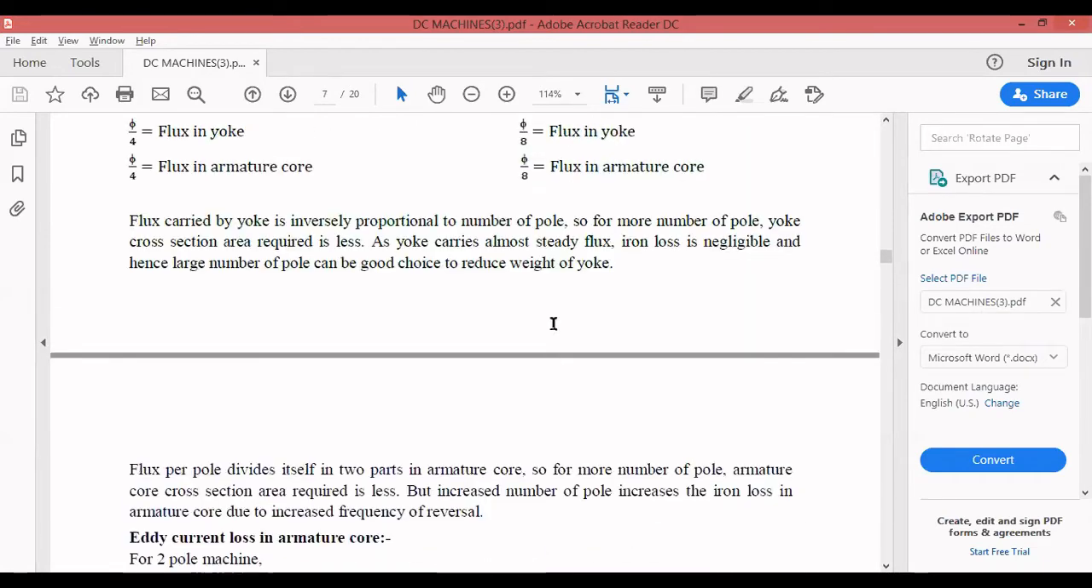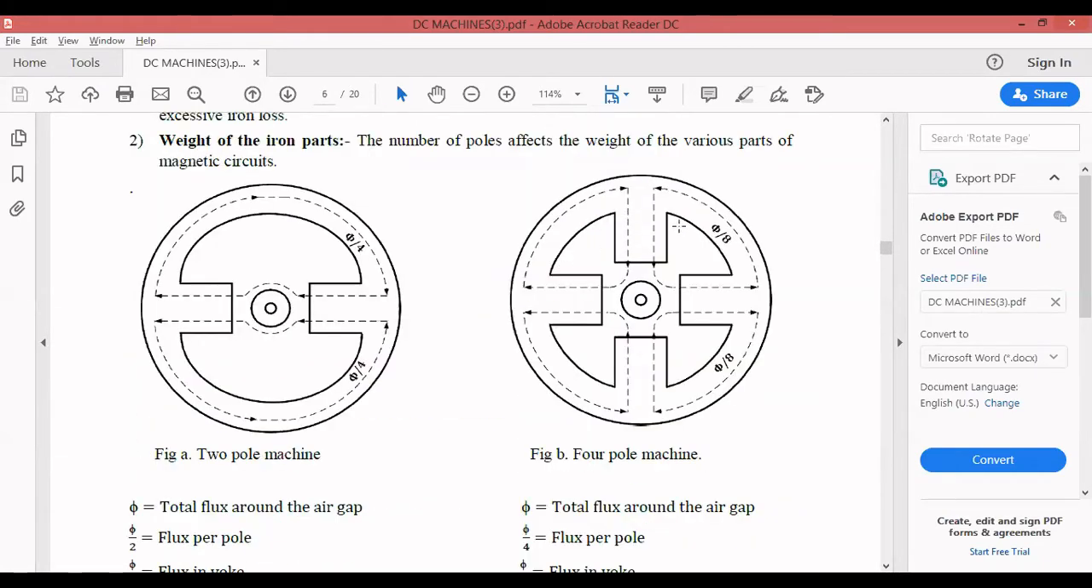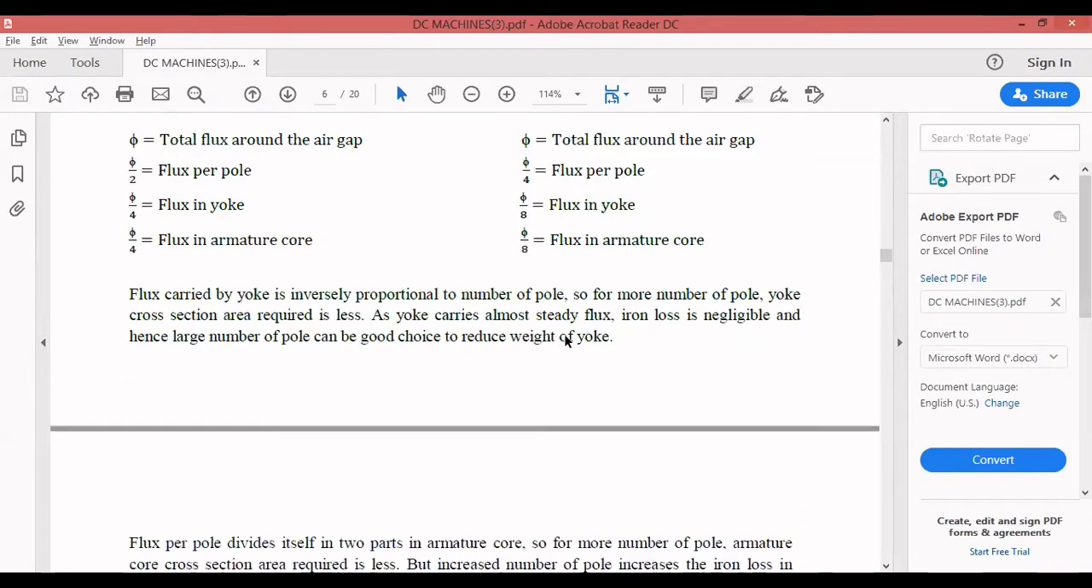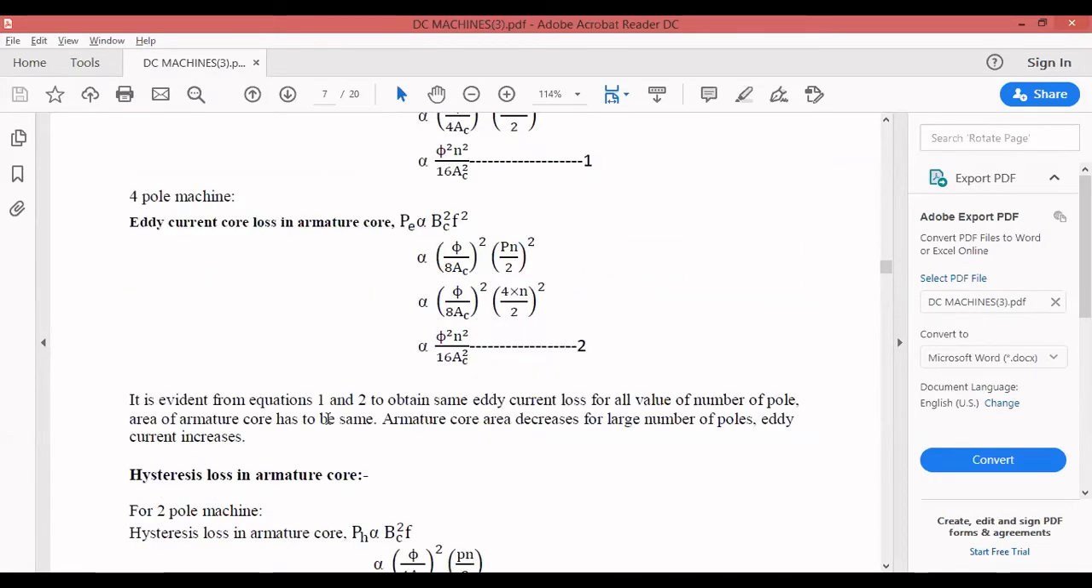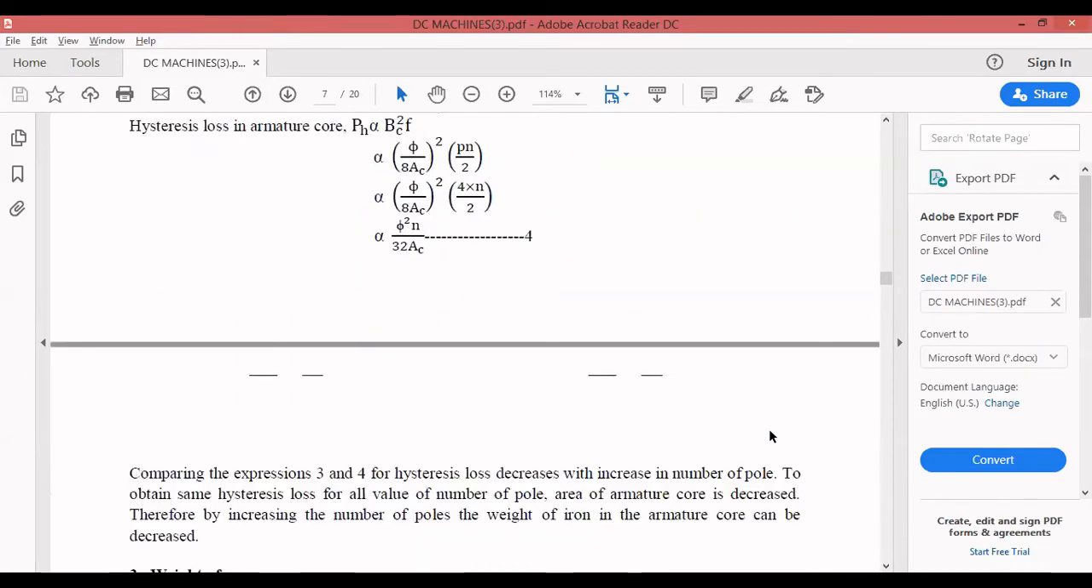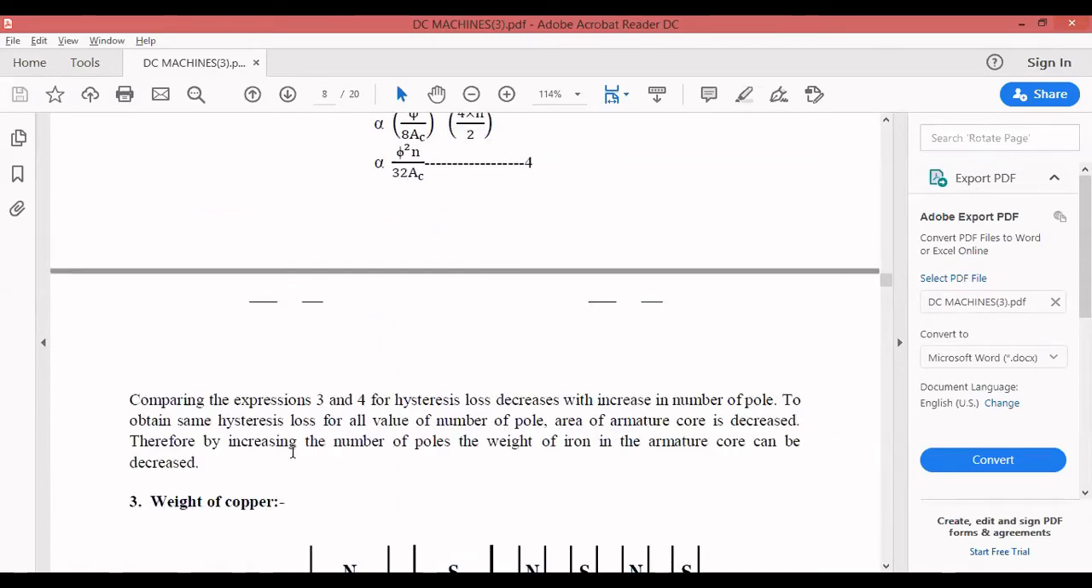If you increase the number of poles, your armature core area will be decreased. So armature core area decreases for a large number of poles, and eddy current increases. That is for this one. So compare expressions 3 and 4: you can say that hysteresis loss decreases with increased number of poles. Thereby, by increasing the number of poles, the weight of the armature core can be decreased.